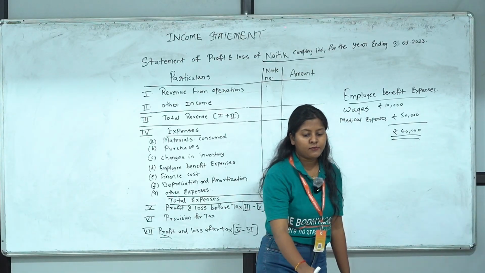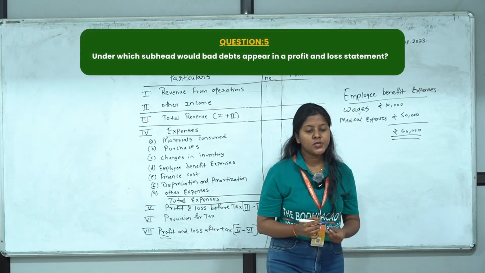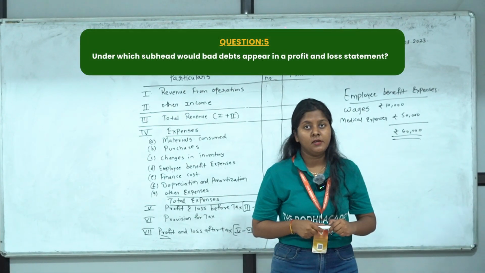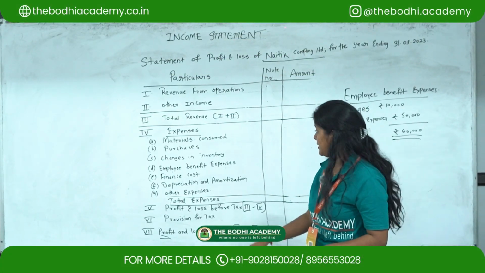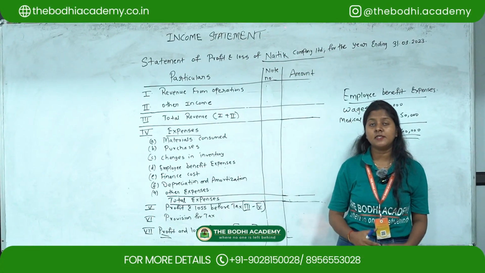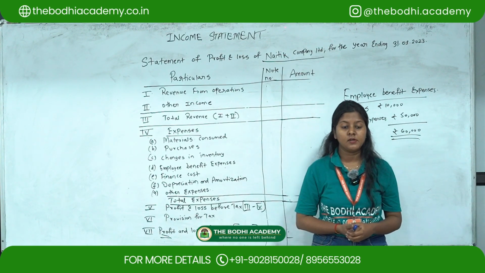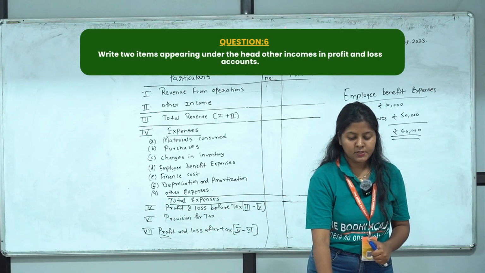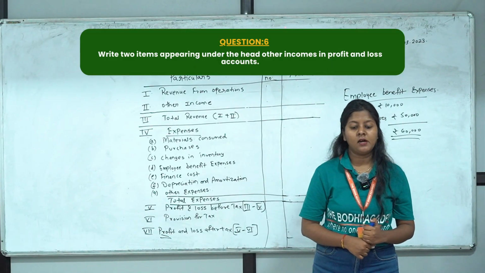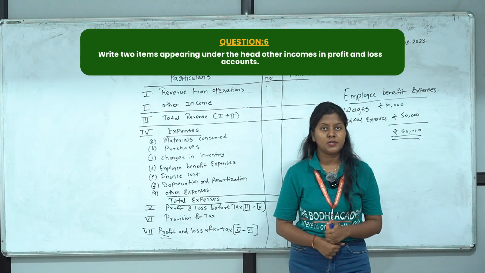Okay. After that, under which subhead will bad debts appear in the profit and loss account? So bad debts will appear under this head, other expenses, because that is the amount which is not going to recover. Okay. Then after that, write two items appearing under the head other income in profit and loss account.